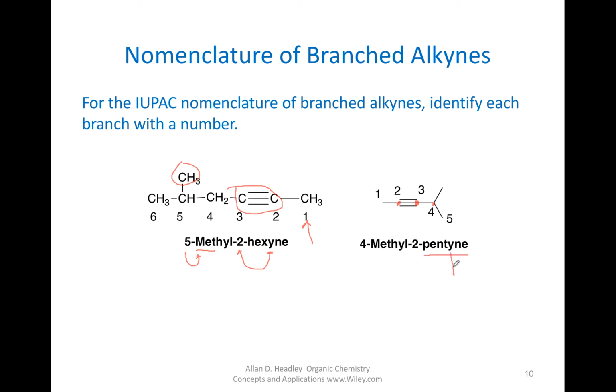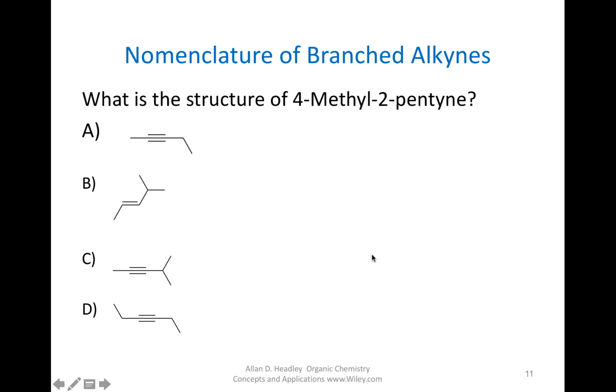We change the A to Y. We'll have to indicate the position of that Y, or the triple bond. It's in position 2 because we start at this end, because the triple bond is closest to that end. And of course on carbon number 4, it's a methyl group. So that's why we have 4-methyl-2-pentyne.